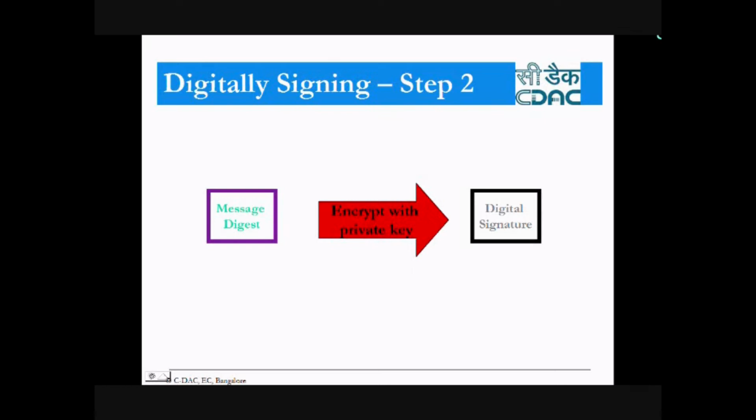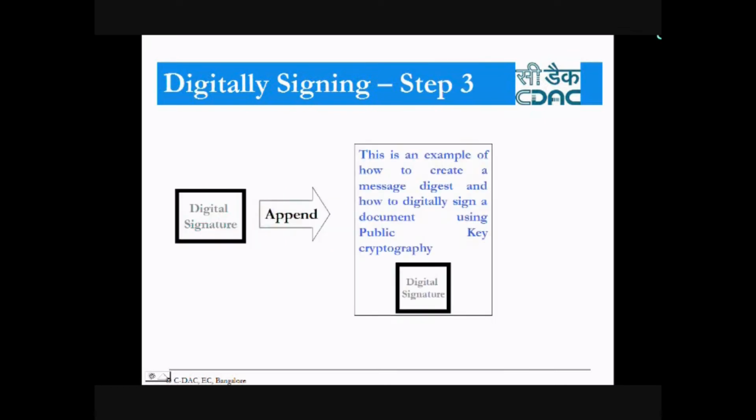The output is what you call a digital signature. The message digest encrypted with one's private key is called the digital signature. In step number 3, you take this digital signature and append it to your original piece of document or text. So now the digitally signed document looks something like this.